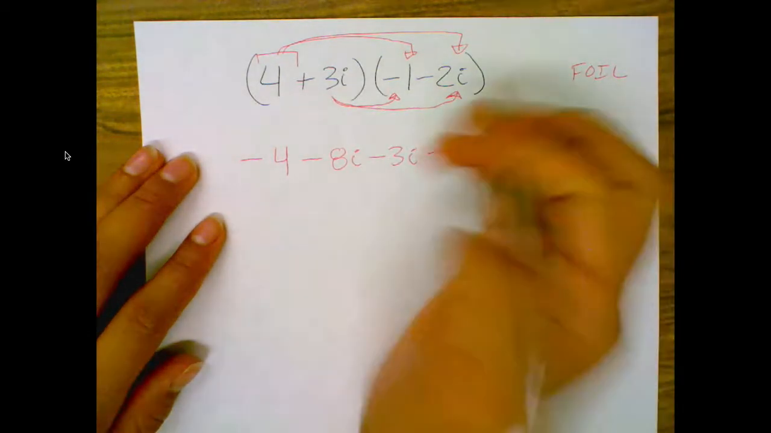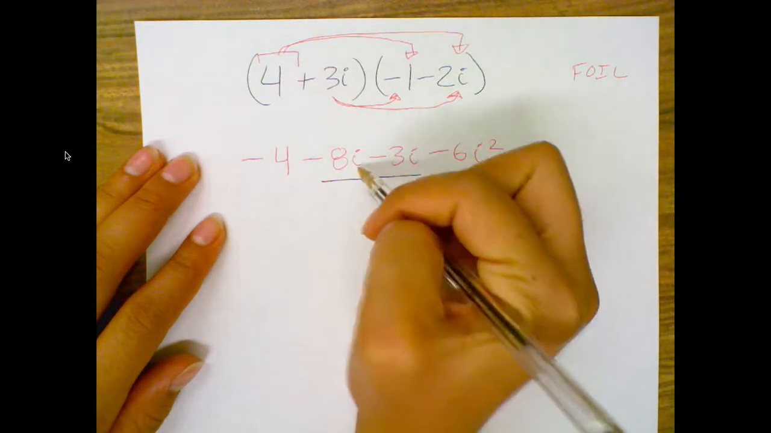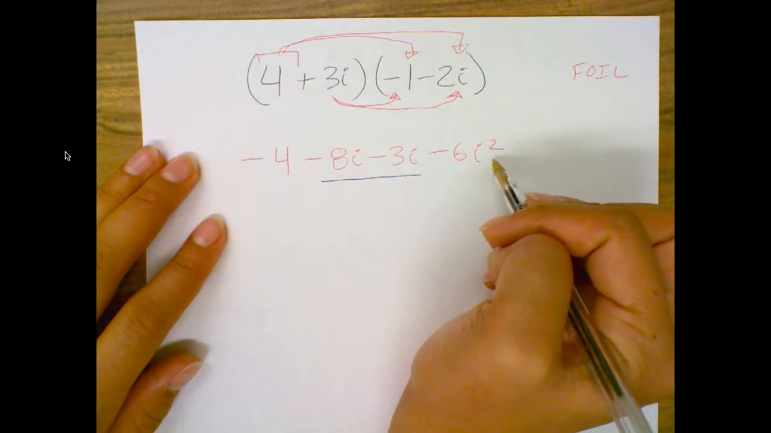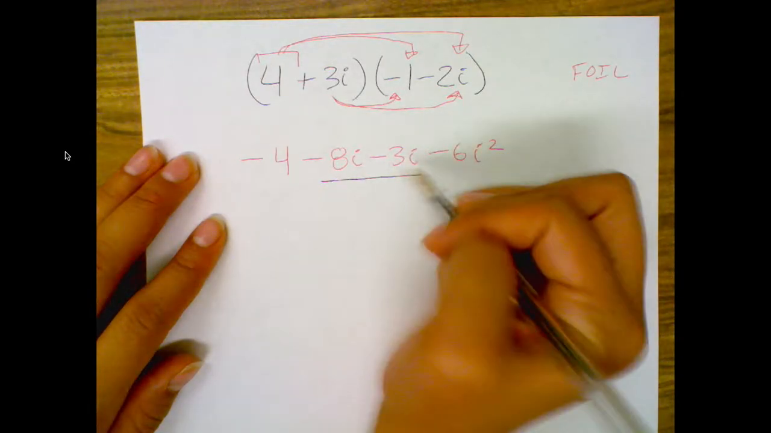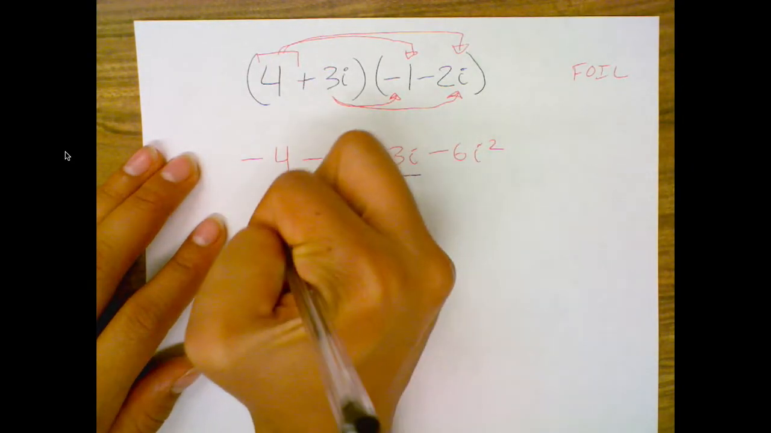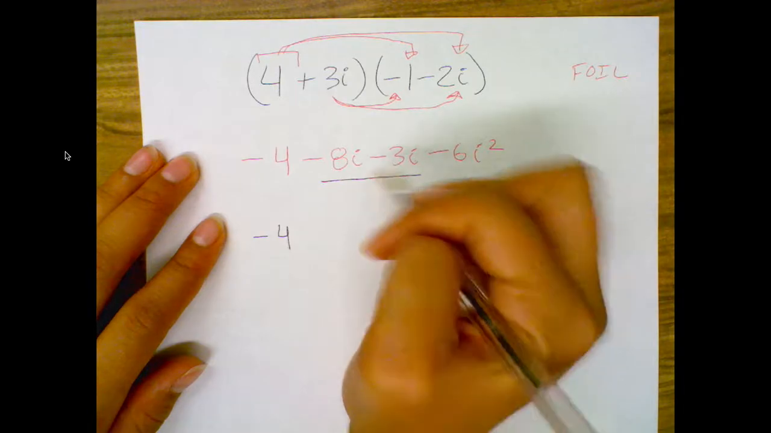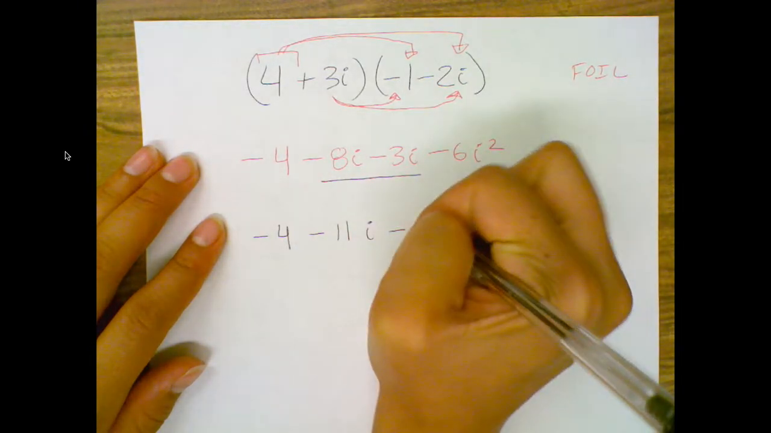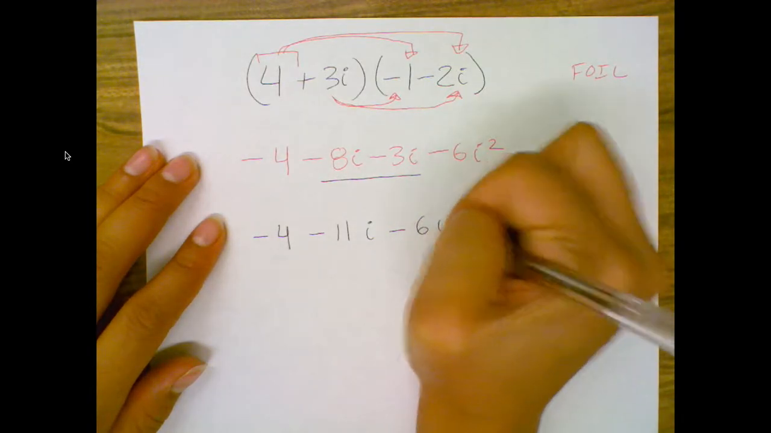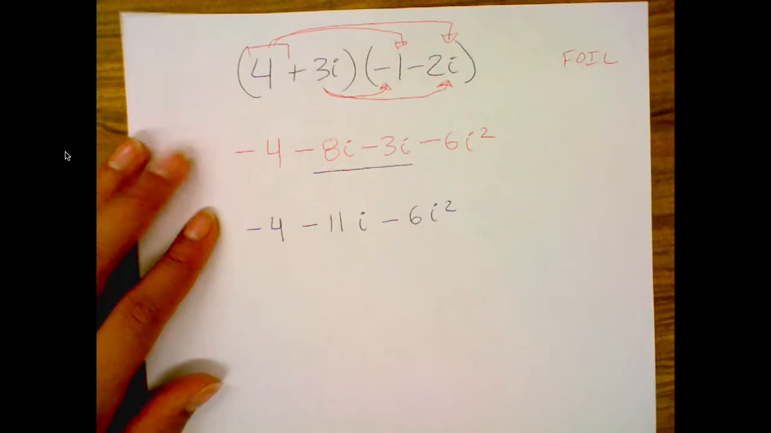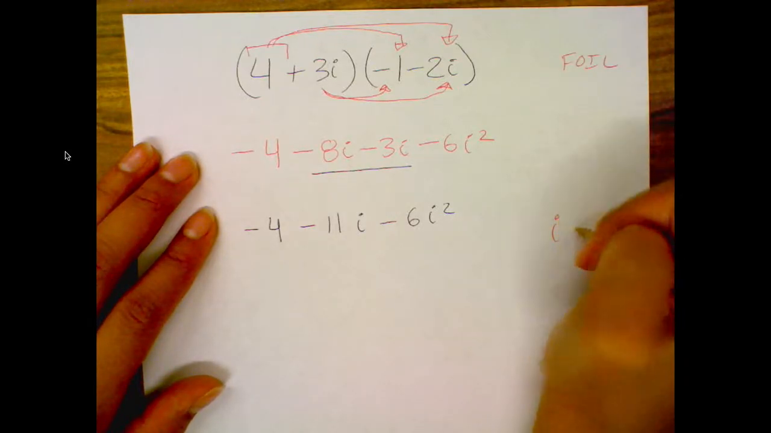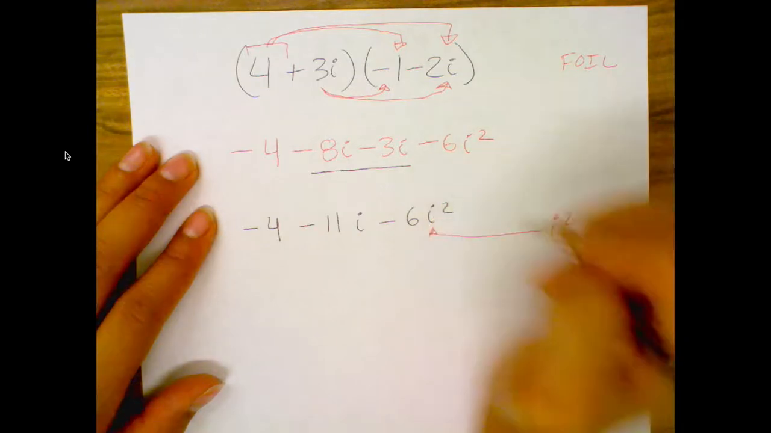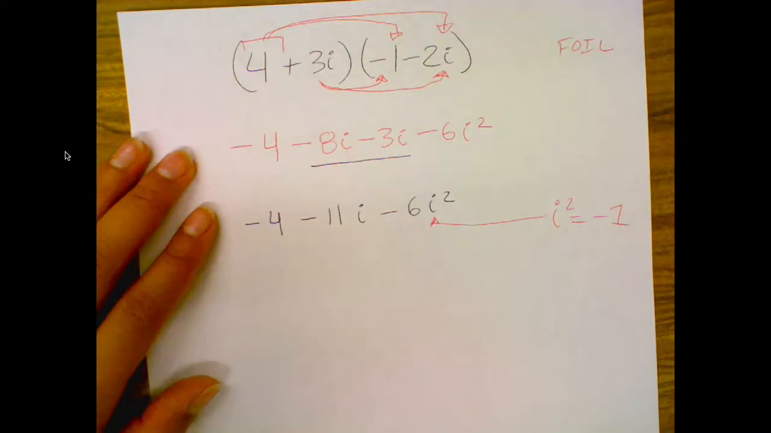We want to combine like terms. I can only combine i with i. The i squared is considered its own separate term. It cannot be combined with the individual i's here. So we have -4, and then -8 minus 3 is -11i, and then -6i squared. Now remember, we just said i squared equals -1. So it's very important that you memorize that. Whenever you see an i squared, that's -1.